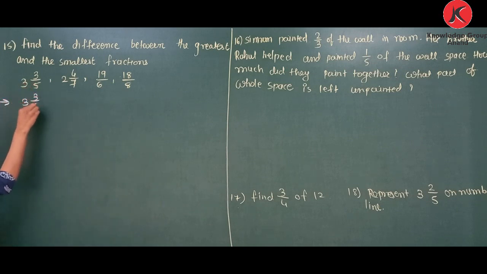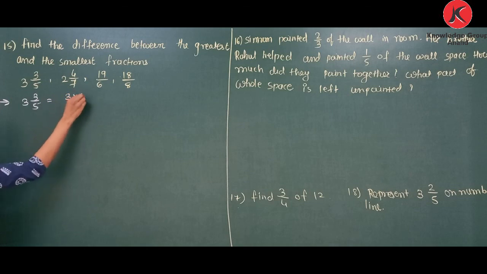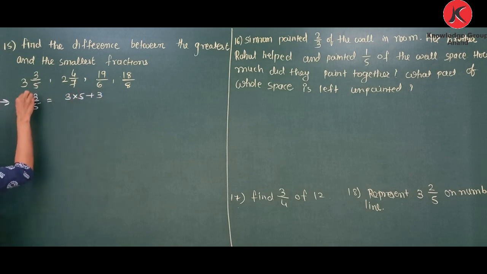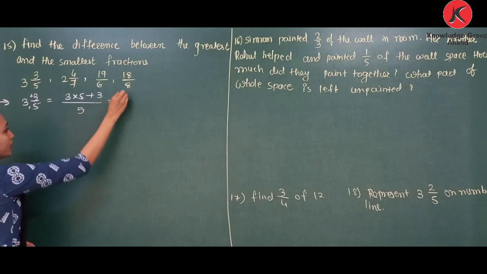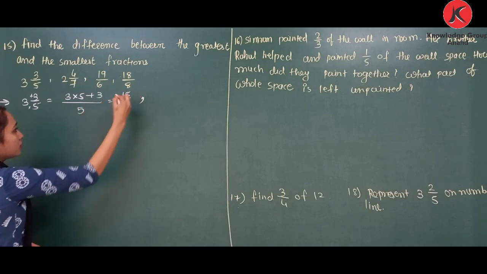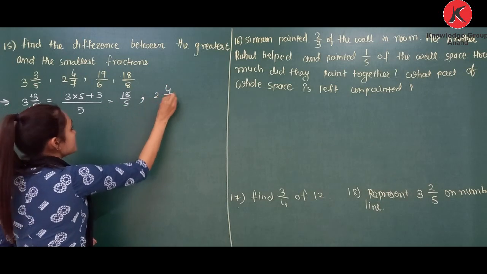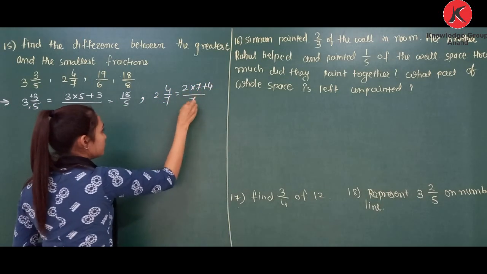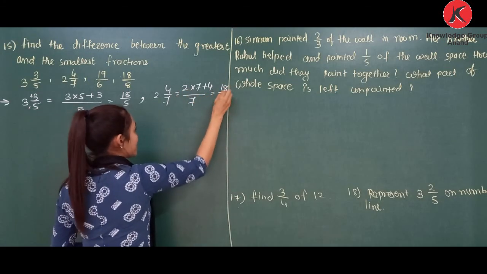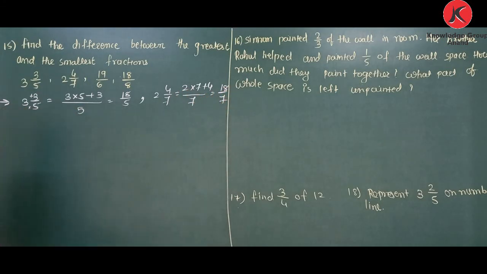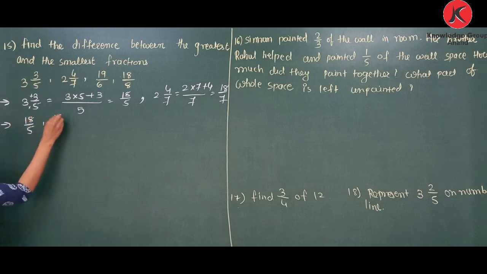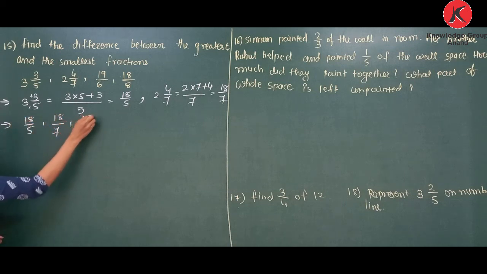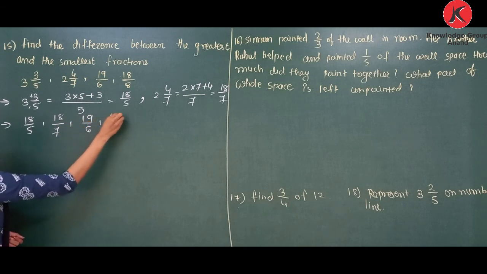3 3 by 5 is written as 3 multiplied by 5 plus 3. Here multiplication, we are converting that into an improper fraction. So that is 18 by 5. 2 4 by 7 is written as 2 multiplied by 7 plus 4 divided by 7. So that is 18 by 7. So our fractions are 18 by 5, 18 by 7, 19 by 6, 18 by 8.